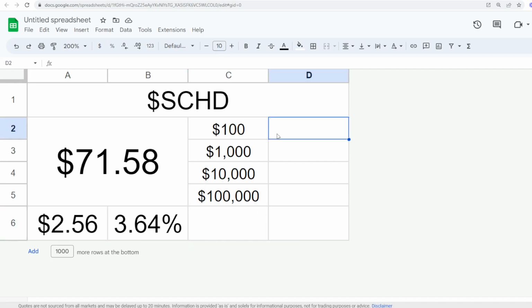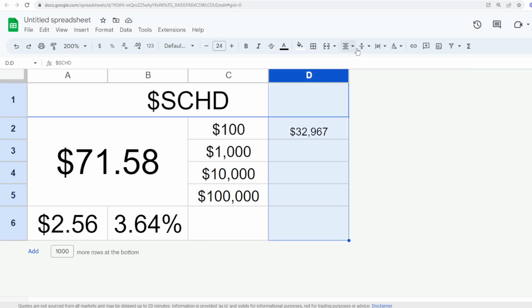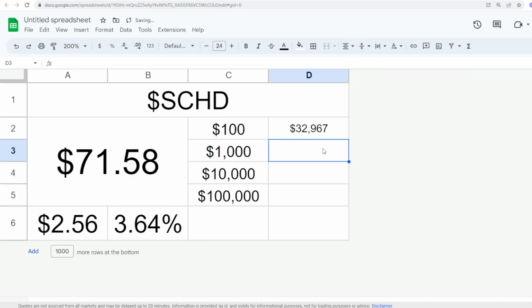So this is going to be how much you're going to have to invest in order to receive $100 per month. All you have to do is multiply this by 12, put it in parentheses there, and then divide it by the yield. It's going to show us that we're going to have to invest $32,000 in order to receive $100 a month on average. Obviously Schwab doesn't pay out per month. They pay on a quarterly basis, but you would receive close to $400 a quarter.